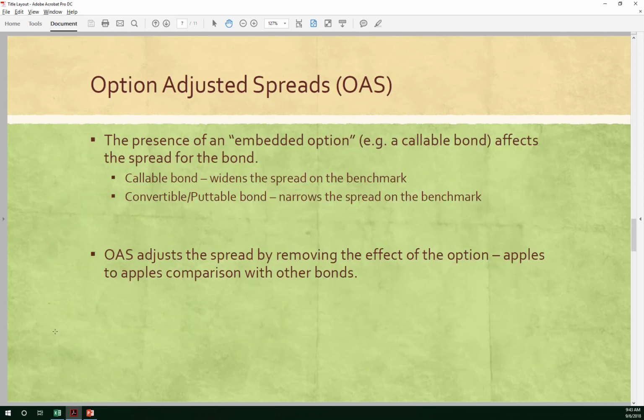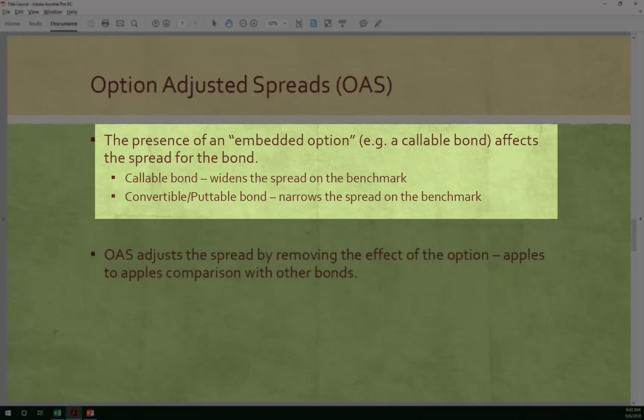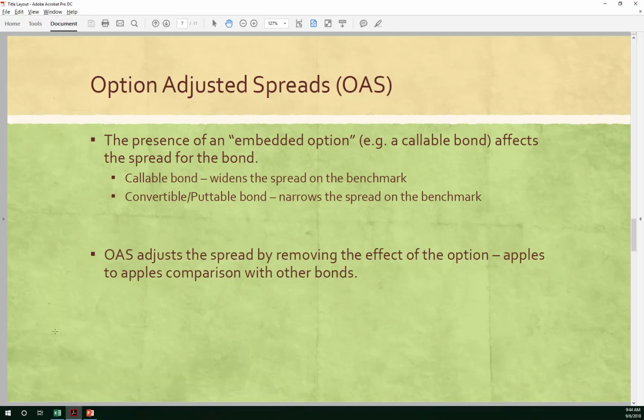One more spread to talk about, option adjusted spread. Anytime we have an embedded option in a bond, so that is, we might have a callable bond, we can have a convertible or a puttable bond, these options affect the spreads for a bond. So whenever we have a callable bond, it's going to widen the spread on the benchmark. If we have convertible or puttable bonds, it's going to narrow the spread on the benchmark. And that's going to be kind of an artificial or a misleading spread if we just look at the difference between the yield on a callable bond and the yield on a comparable treasury.